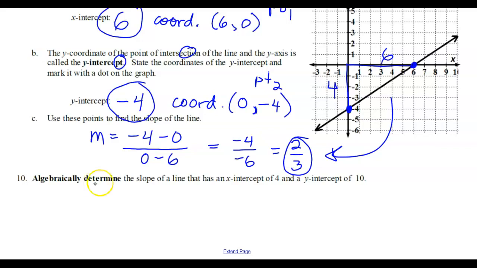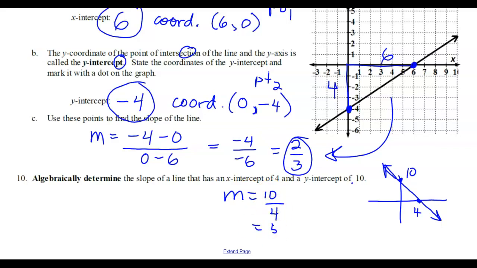So here it says algebraically determine the slope of a line that has an x-intercept of 4 and a y-intercept of 10. So think about that, an x-intercept of 4 and a y-intercept of 10. Will that have a positive or negative slope? Negative slope, okay? But some of you will tell me that it's 10 over 4, which is 5 over 2, and that is wrong, right? Because you're just taking the intercepts.